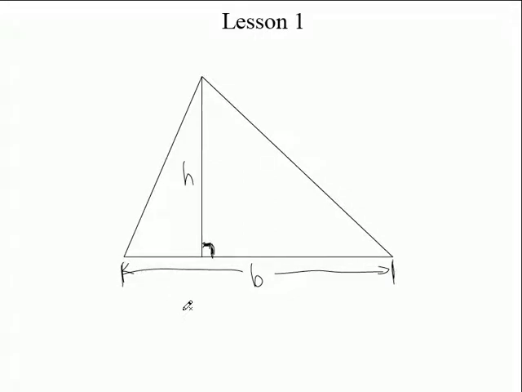You've seen that before, haven't you? Let's do another type of triangle. And that was an acute triangle. And so we call that the altitude sometimes, or the height. That was inside the triangle.